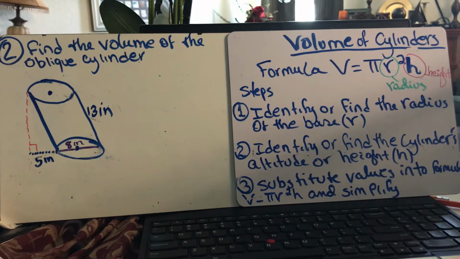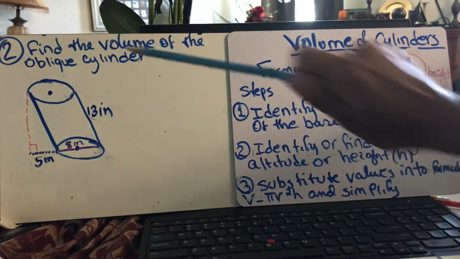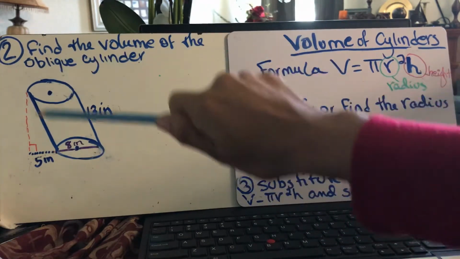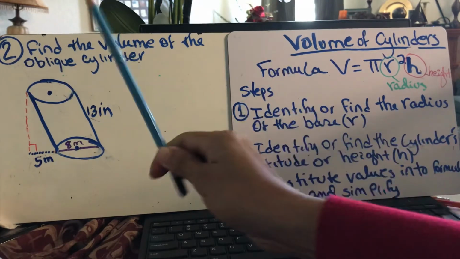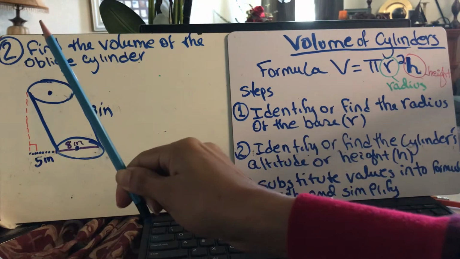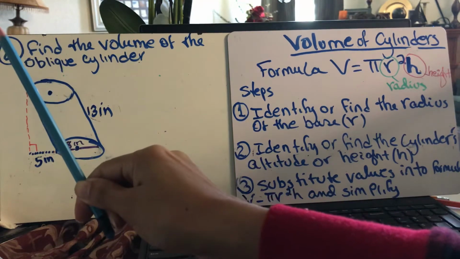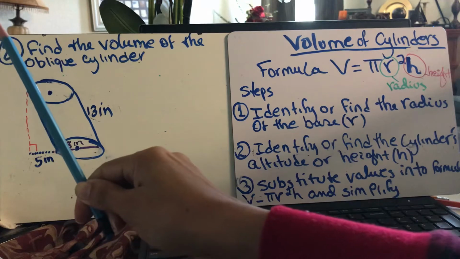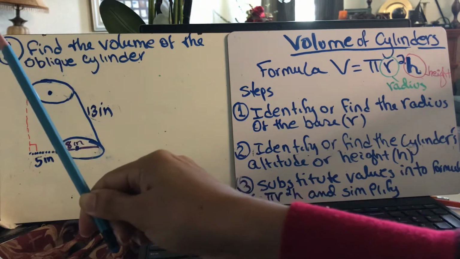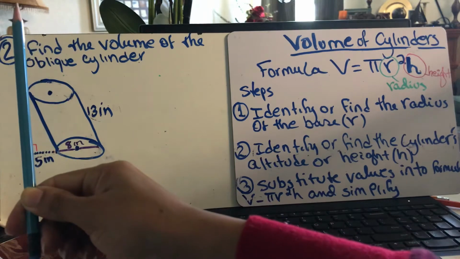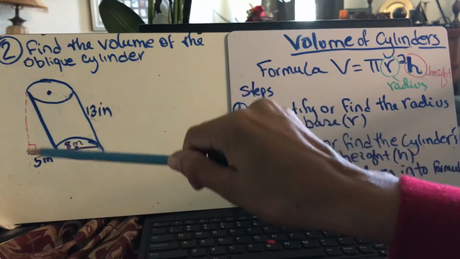For this second example, you are going to find the volume of an oblique cylinder. If you go back to the previous example, we saw just a regular cylinder, but when you see the word oblique, this cylinder looks like it's leaning sideways. This segment of your cylinder is congruent to this segment right here, and it's more of a slant height. So again, it's sideways.